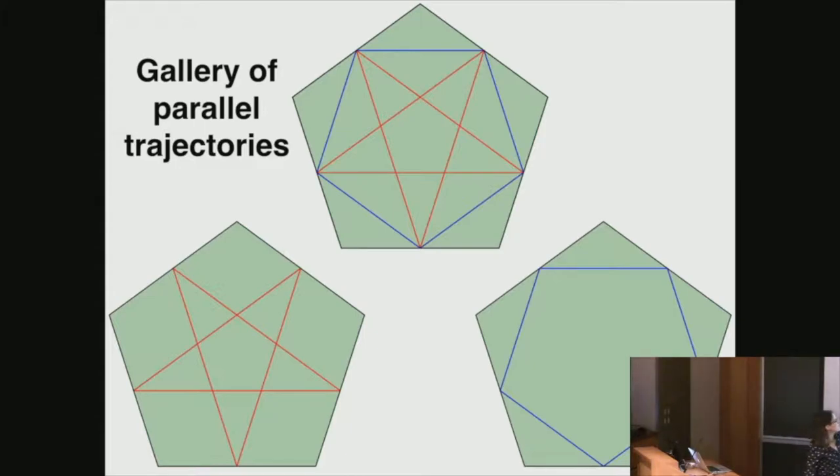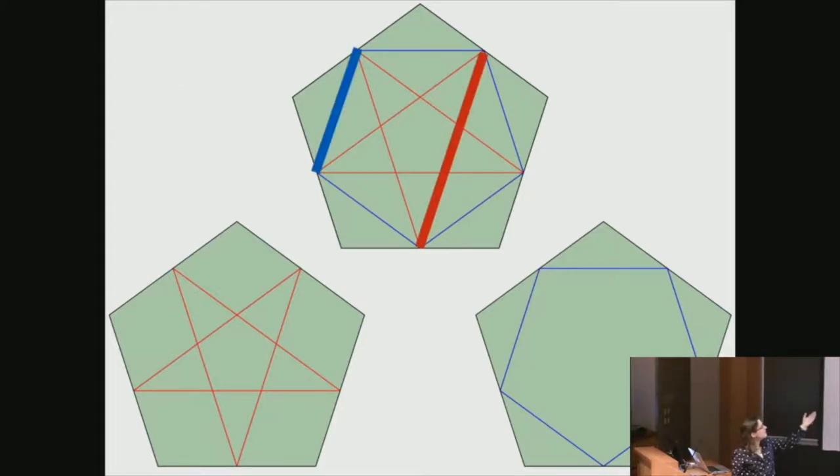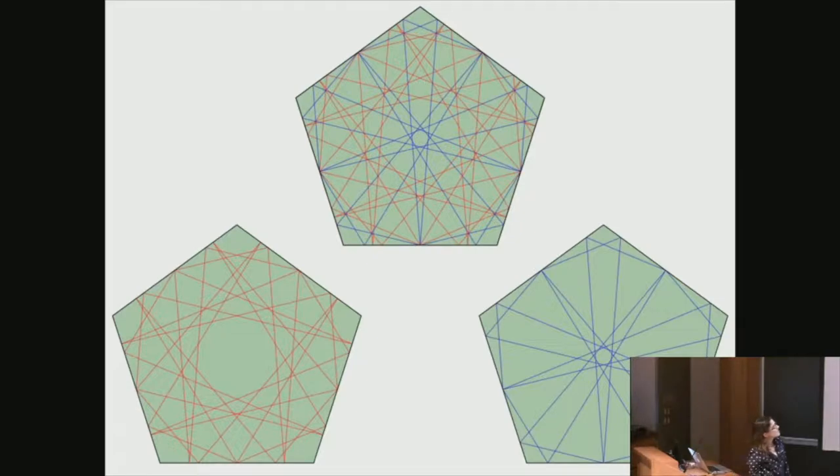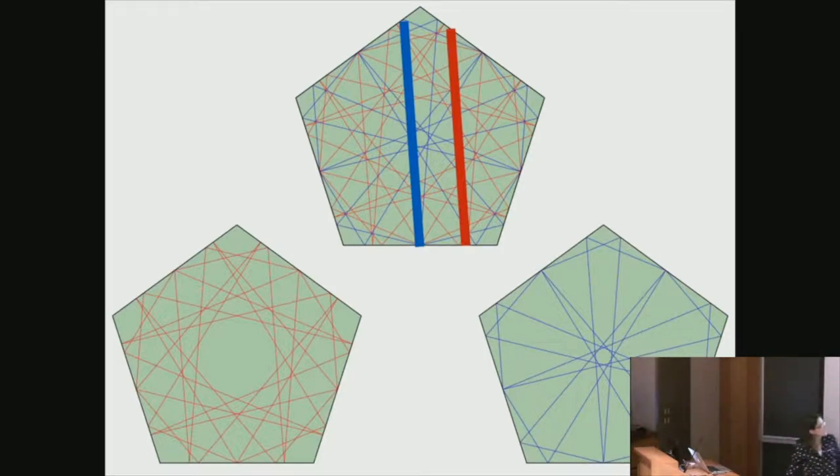So here's a gallery of some parallel trajectories. Here I've drawn the long one, there I've drawn the short one, and at the top I've drawn them together. The way you can tell that they're friends, they're parallel, is that they have parallel pieces in them. So those pieces are parallel, those pieces are parallel. You get the idea? Okay, so let's see some pictures. So here's one. You can see it has some parallel parts in it. This one is golden ratio times as long as that one.